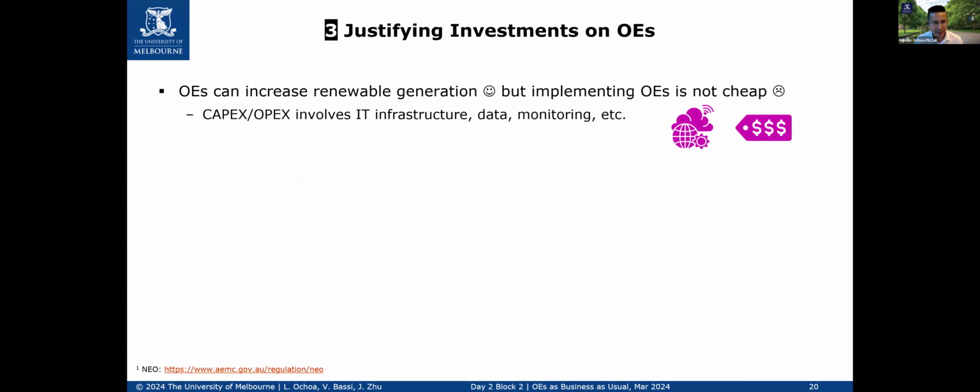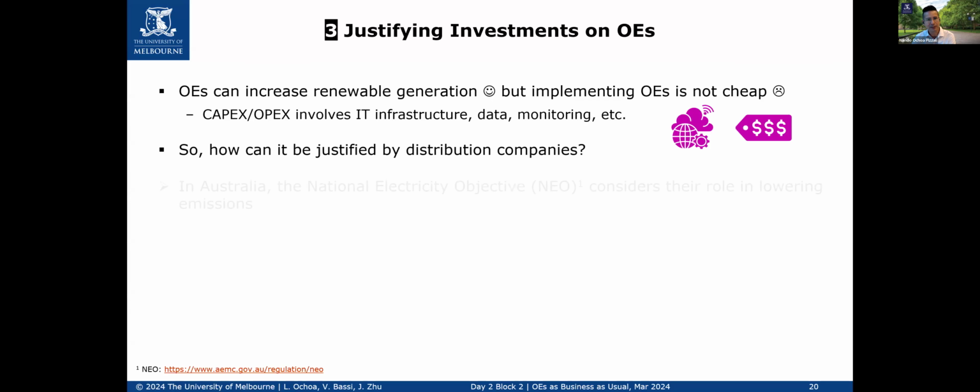So operating envelopes, I hope that at this stage, in terms of at least exports, we understand that they can increase renewable generation, right? However, as also was mentioned very clearly by Lian, the implementation of operating envelopes is not cheap. All right, there's capex, capital expenditure, there's operational expenditure involved, of course, because of all the IT infrastructure, the data, the extra monitoring, etc. All of that costs money. All right, so how can it be justified by distribution companies? It is a big question, right?